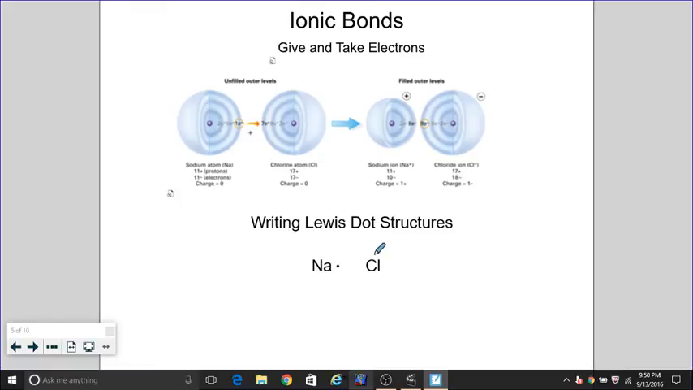Chlorine has 7 electrons. So we start, and you go around and fill them in. All right, so there's 1, 2, 3, 4, 5, 6, 7. Now sodium is going to give its electron to chlorine. The way we show that is by drawing an arrow. Okay, that arrow means that sodium is giving its electron to chlorine. All right, and then we finish it up by putting a +1 by sodium, because that's its charge, and a -1 by chlorine, because that's its charge.